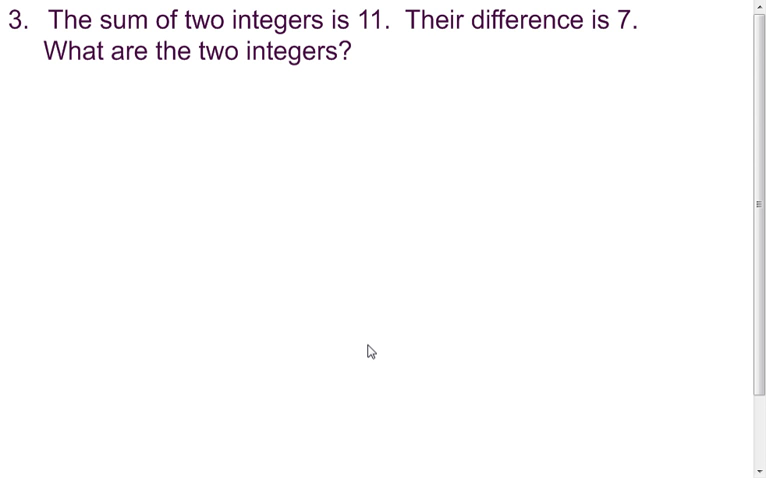Now, you have to designate when you do this which one is the smaller and which one's the bigger, and I'll show you why in a minute. But it says the sum of two integers. So let's say our two integers are x and y. Sum means to add. So when I add the two integers, I will get 11. And by the way, you will not be allowed on a quiz or a test to solve this simply by guessing and checking. I'm going to need to see equations and you're going to need to solve them.